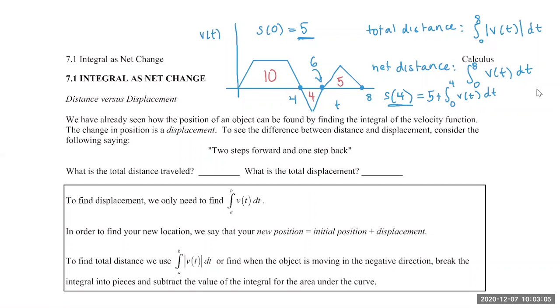So I'm going to go back to my graph from 0 to 4. I've traveled forwards 10 paces. I'm just going to say paces or miles. So it's 5 plus 10, which is 15.